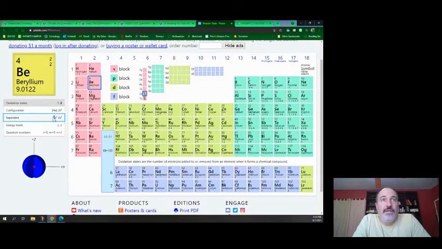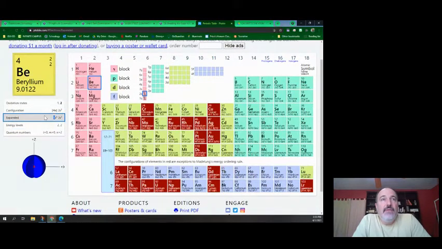The first number here represents the energy level 1. The letter here indicates that it's the s orbital, and the superscript indicates how many electrons are in that orbital. Now, the s's can hold a maximum of 2. So since this is in row 2, and it's the second one over, it's simply 1s2, 2s2.